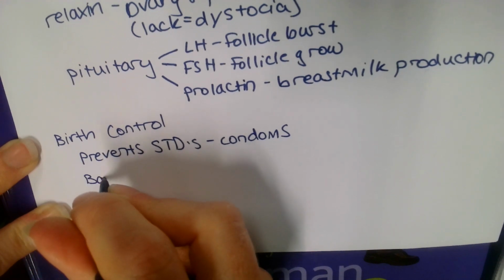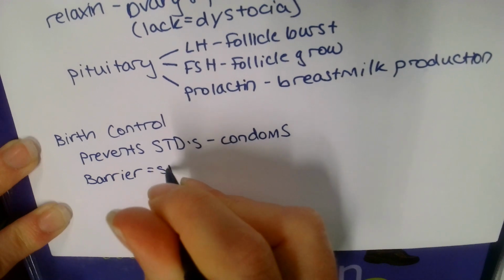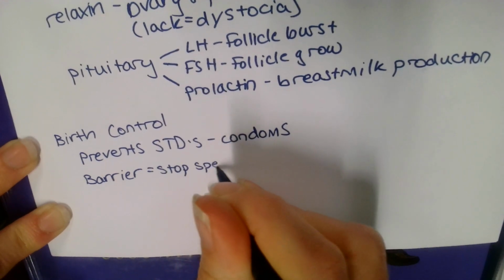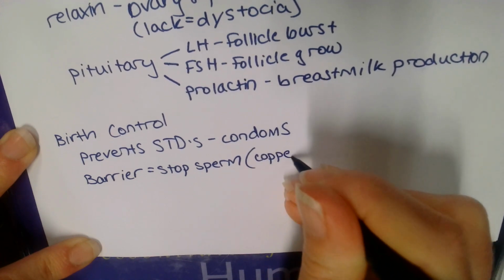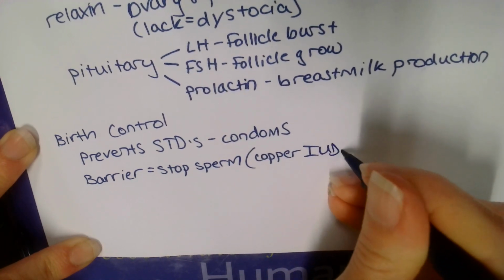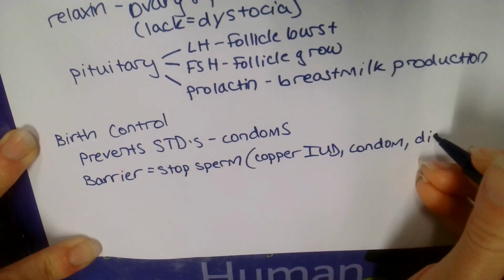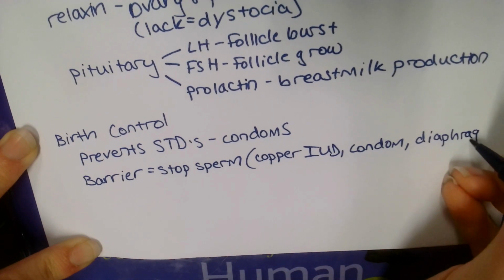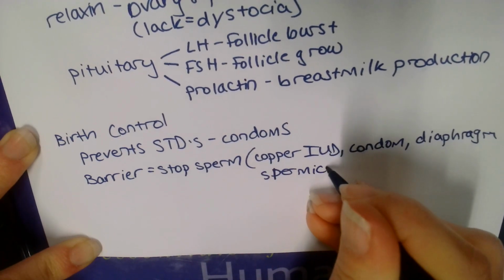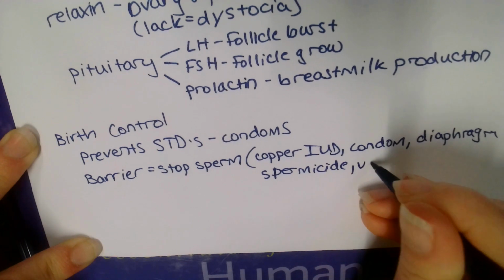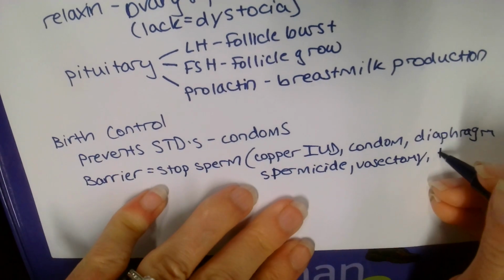You need to know the difference between a barrier method and a hormonal method. A barrier is going to physically stop the sperm from fertilizing the egg. So the ones that we talked about were a copper IUD, condom, diaphragm, spermicide, vasectomy, and tubal ligation.